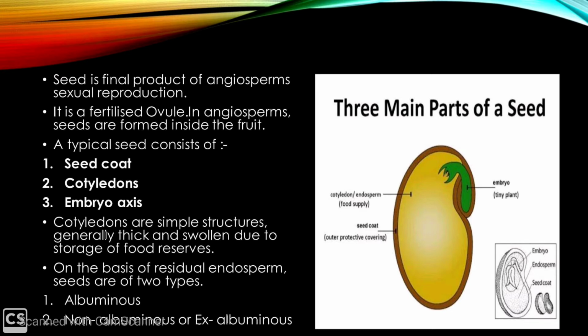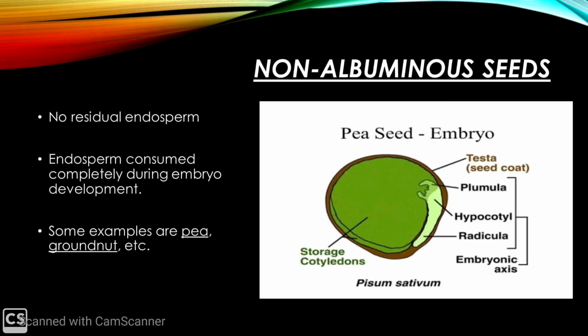On the basis of residual endosperm, seeds are of two types, albuminous and non-albuminous. Non-albuminous seeds are also known as ex-albuminous seeds. They are non-endospermic, that is, no residual endosperm is found. So all the endosperm is consumed during embryo development. Some examples are pea, groundnut, etc. We can see in the diagram that no endosperm is seen, only the cotyledon and the embryo.